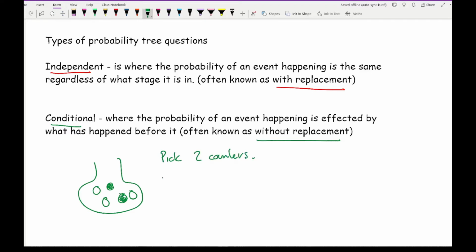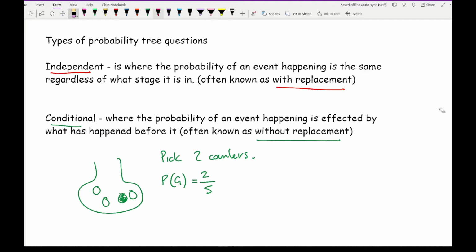Now, the probability of selecting a green counter in the first instance is going to be 2 out of 5. Now, if I then put the counter back, the probability of selecting the green again is still going to be 2/5. However, if I've taken one out, let's say I've picked a counter at random and it's green, then that green one disappears. And the probability now of selecting a green one on the second turn is going to be affected if I've already picked a green counter in the first one.